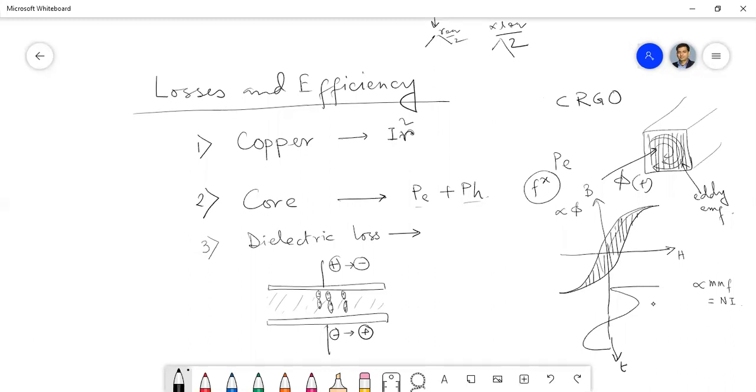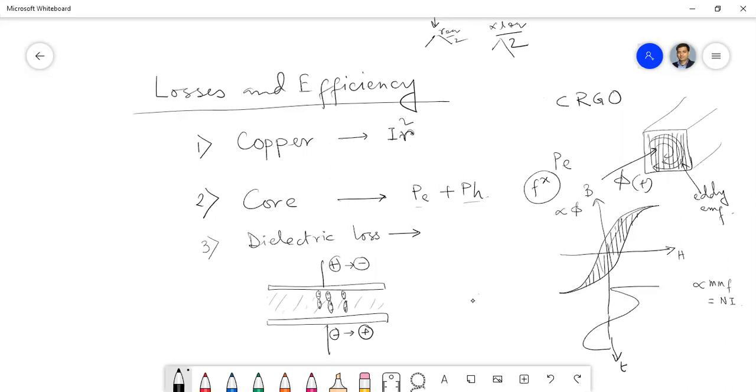Now, this dielectric loss depends. Sir, is this how microwaves heat? Yes, correct. Actually, here we are discussing the dielectric loss.